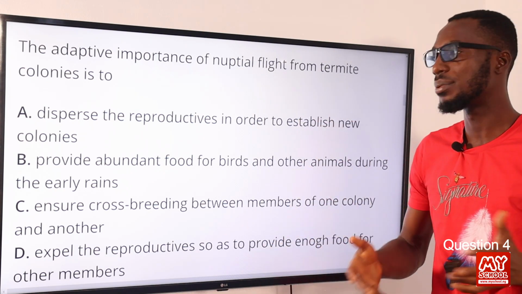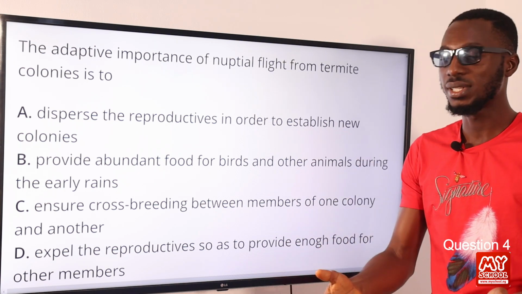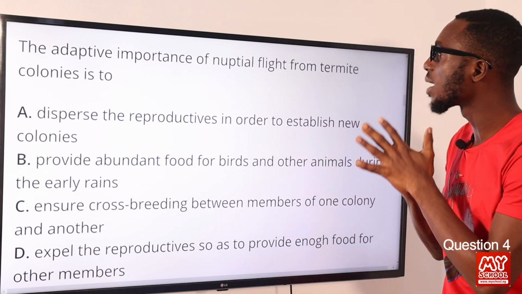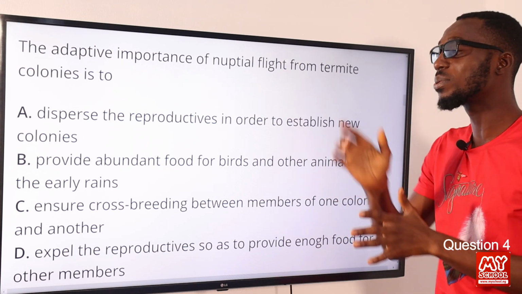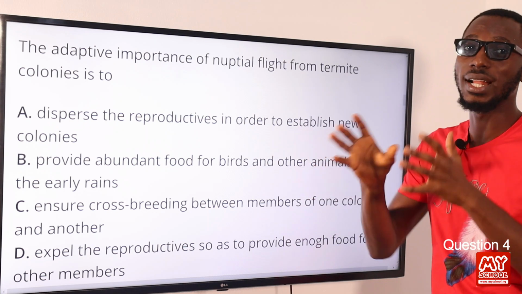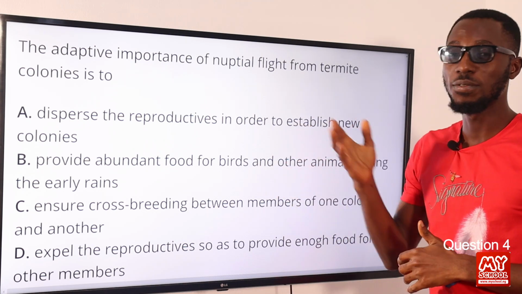After a week or thereabouts, they start mating and they start giving birth to the castes that will form the new society or the new colony. So the adaptive importance of nuptial flight from termite colonies is to disperse the reproductives in order to establish new colonies for expansion of the termite generation. So the correct option here is option A.